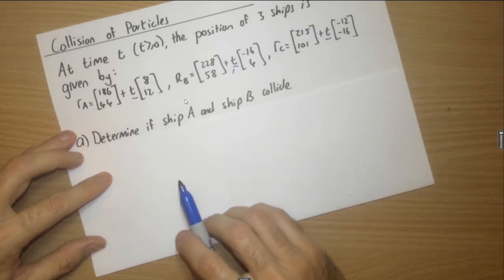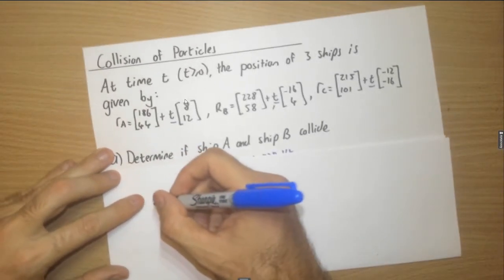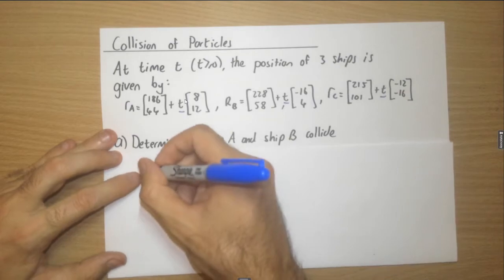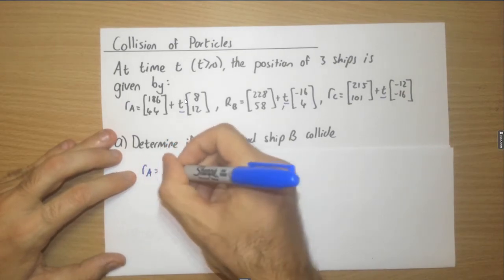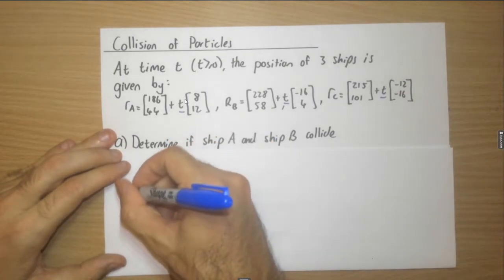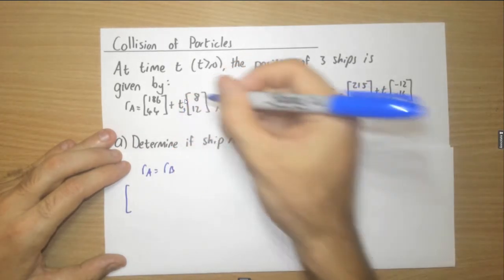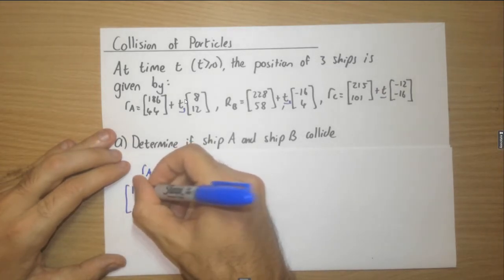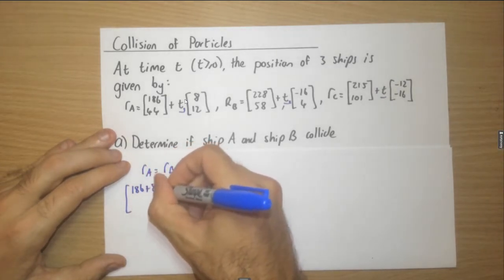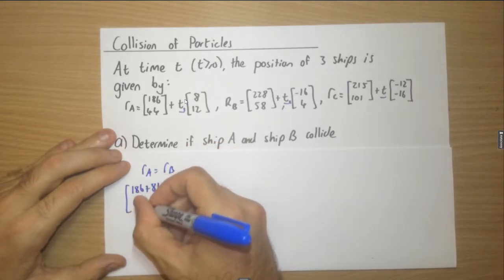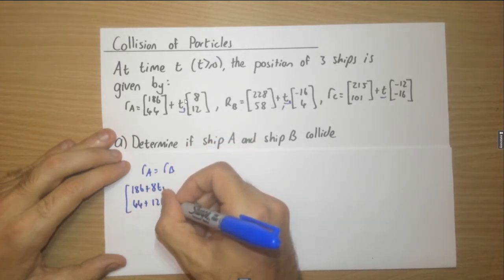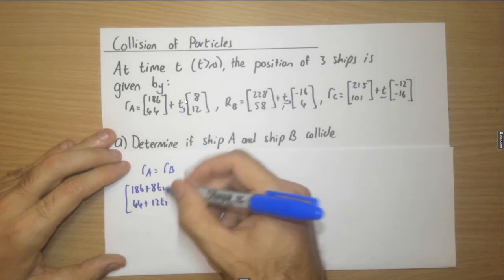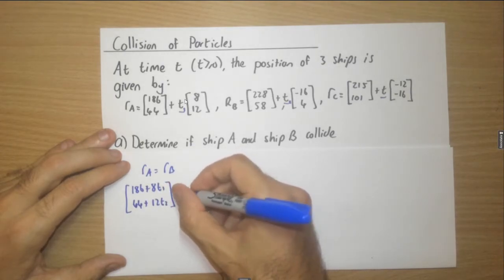Alright, so this time I'm still going to write this. It's still the same problem. We're still trying to solve where r at A is the same as r at B. This time I'm going to call this one T1, and this one here T2. I'm going to say that there are different time periods. So 186 plus 8t1 and 44 plus 12t2. That's like two new variables now, or parameters I should say.